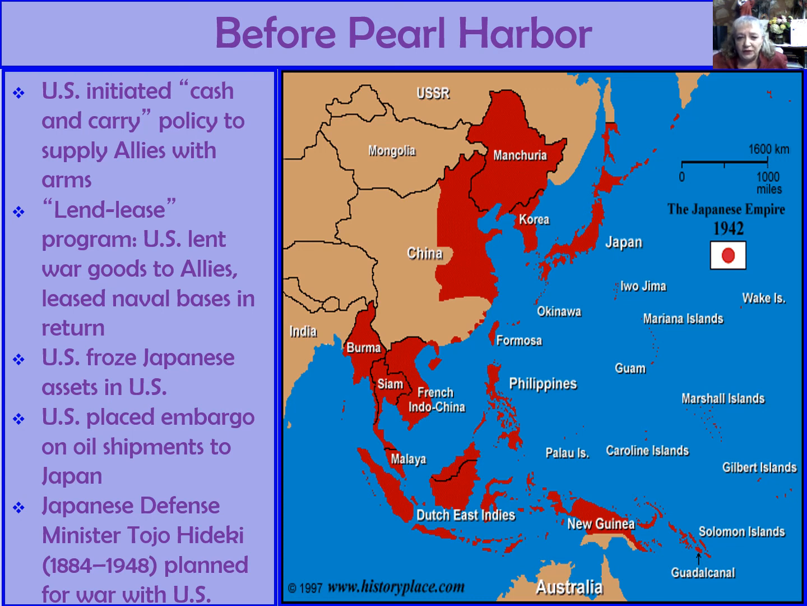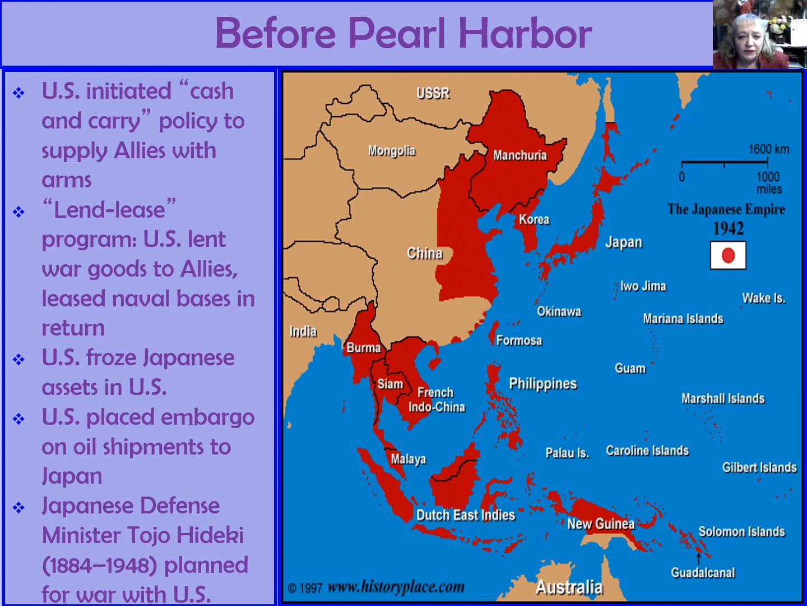In September 1939, he asked Congress to allow the Allies to buy American arms. The Allies would pay cash and then carry the goods on their own ships. Under the Lend-Lease Act passed in March 1941, the President could lend or lease arms and other supplies to any country vital to the U.S.